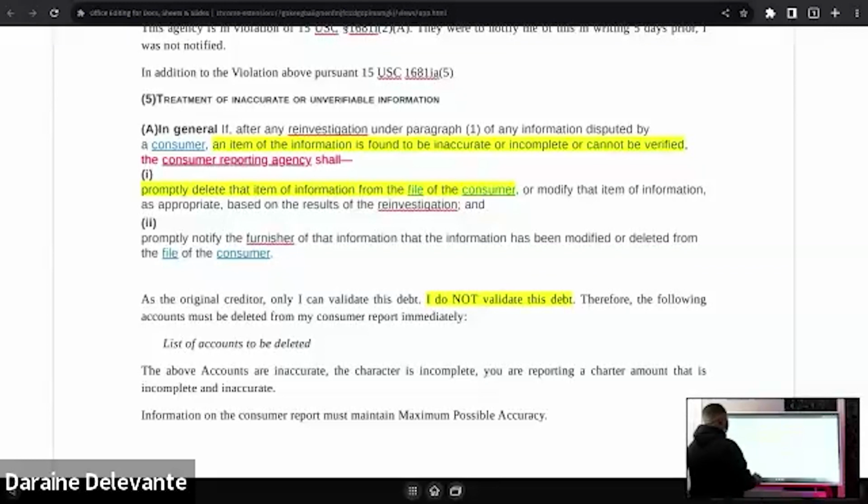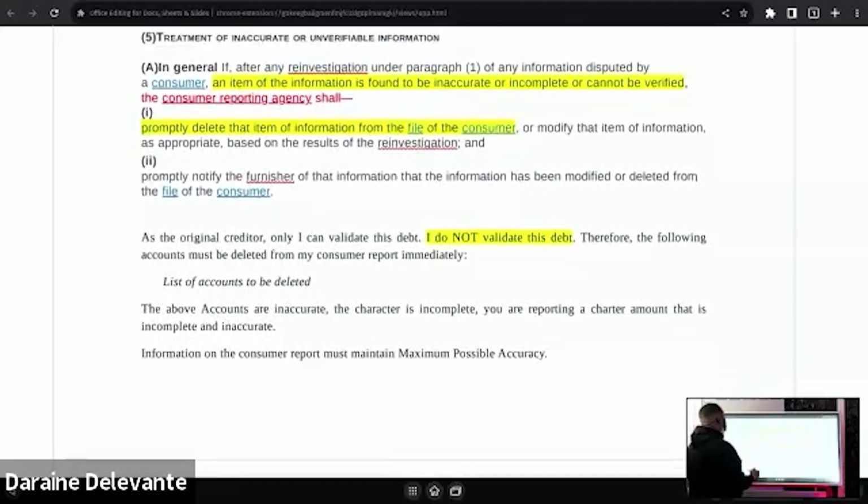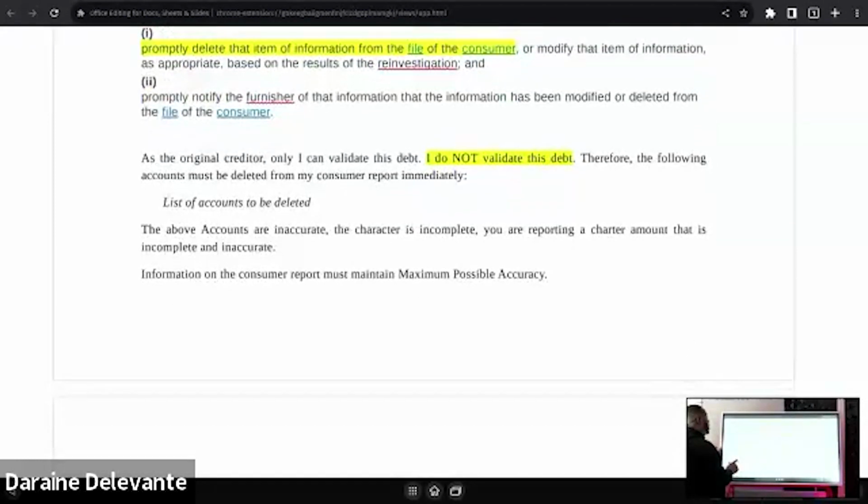They must promptly delete the item of information from the file of the consumer or modify that item of information as appropriate based on the results of the reinvestigation. Now, promptly notify the furnishers that the information has been modified or deleted from the file of the consumer. See, as the original creditor, only I can validate this debt. I do not validate this debt, therefore the following accounts must be deleted from my consumer report immediately. Then you would list the accounts there.